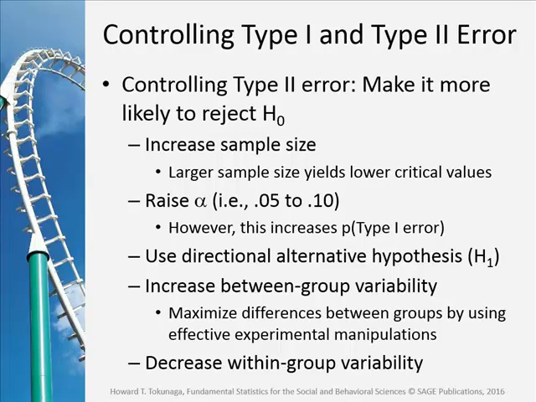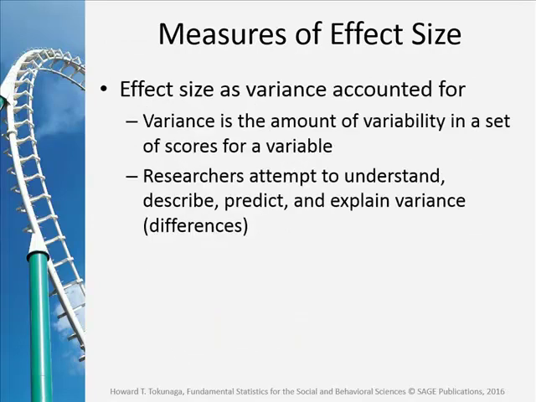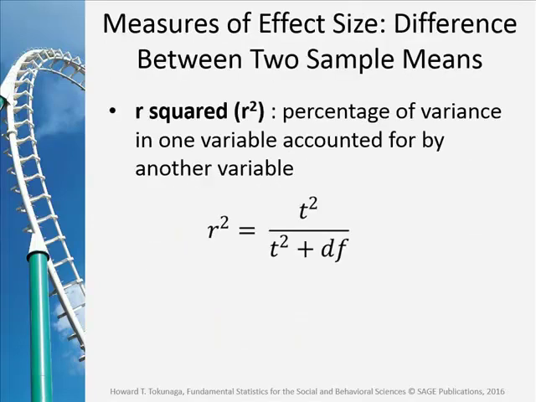The other thing you can do, and I've sort of said be careful about this, is to use a directional alternative hypothesis. Right? Go ahead and say, listen, I am fairly certain that my 5% should be in this tail. And explain why. Sample size is important, and I'm going to stop there.